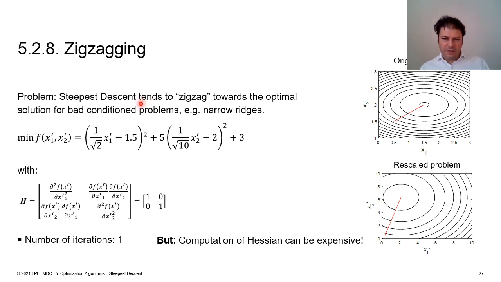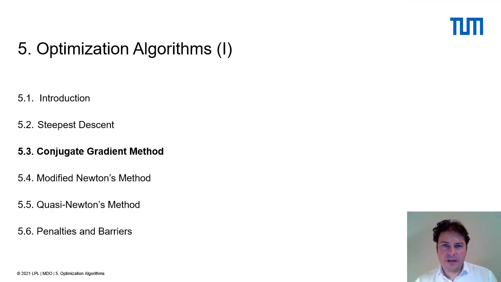So again, the disadvantage is that in order to do the rescaling, you would need to know the Hessian. And computing the Hessian is expensive. We want to avoid that. Actually, that's something that we will address later in this lecture too. Therefore, we need yet another method. Another method that alleviates this problem is the so-called conjugate gradient method.